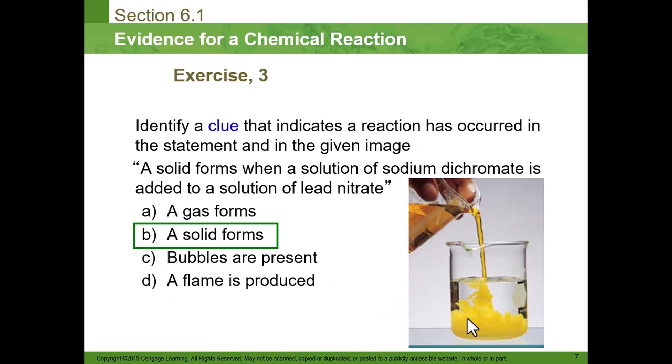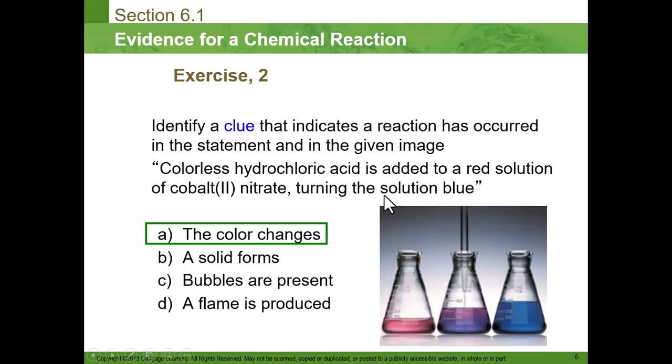Now we are in exercise 3, where we read: identify a clue that indicates that a reaction has occurred in the statement and in the given image. A solid forms when a solution of sodium dichromate is added to a solution of lead nitrate. Before we look at that, it is important that I stress that not in every chemical reaction is the opposite true. We are adding the drops of hydrochloric acid inside of cobalt 2 nitrate here.